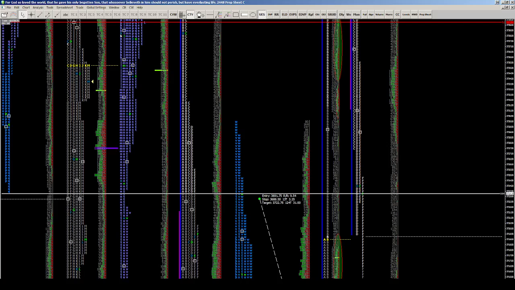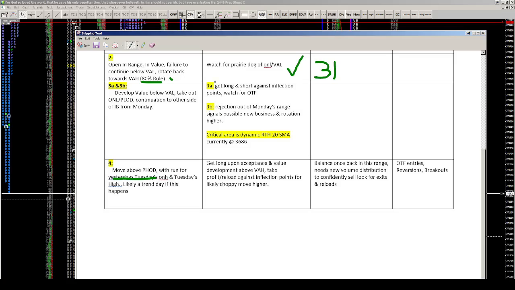But this worked. You can interchange some of these. One moment. You can interchange value development of value area high to, well, if we get above the overnight high, you're looking for that because we're still going higher. We already made the run to the overnight high. Now it's like Tuesday's high, okay? Get long against inflection points. That would be like the overnight high, the value area high, things like that. So this worked.